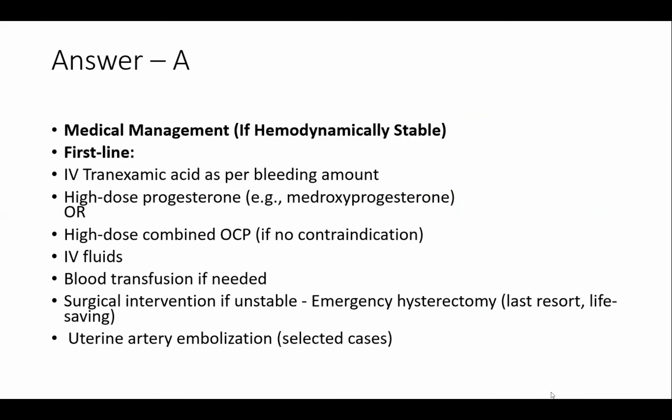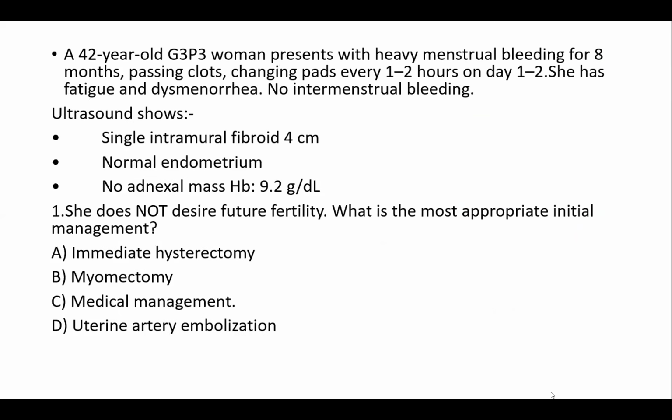Okay. And Sharanya, read this question. A 42-year-old Gravida 3 Parity 3 woman presents with heavy menstrual bleeding for 8 months, passing clots, changing pads every 1 to 2 hours on day 1 to 2. She has fatigue and dysmenorrhea, no intermenstrual bleeding. Ultrasound shows a single intramural fibroid of 4 centimeters, normal endometrium, no adnexal mass, and hemoglobin is 9.2 gram per deciliter. She does not desire future fertility.